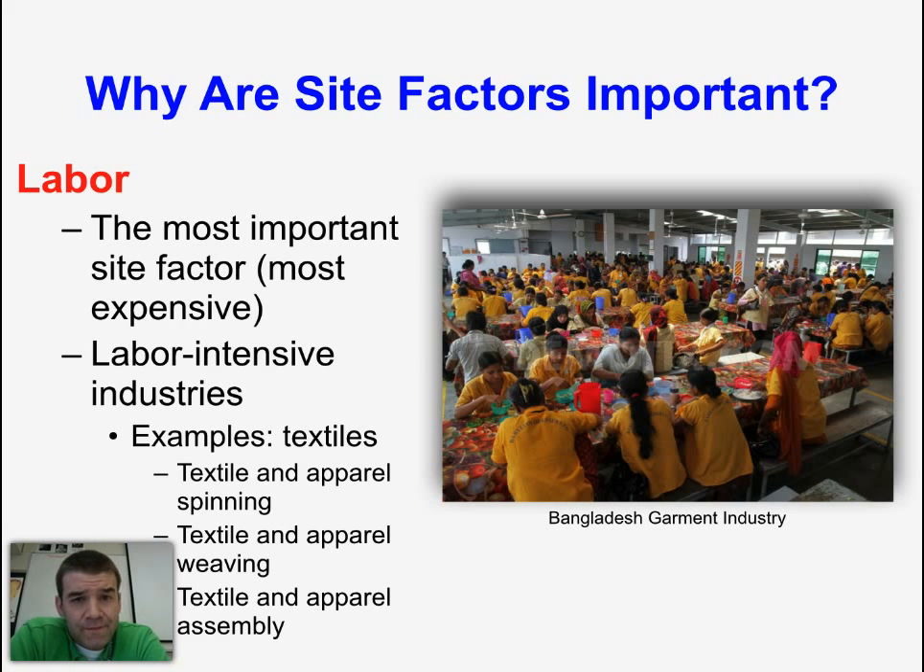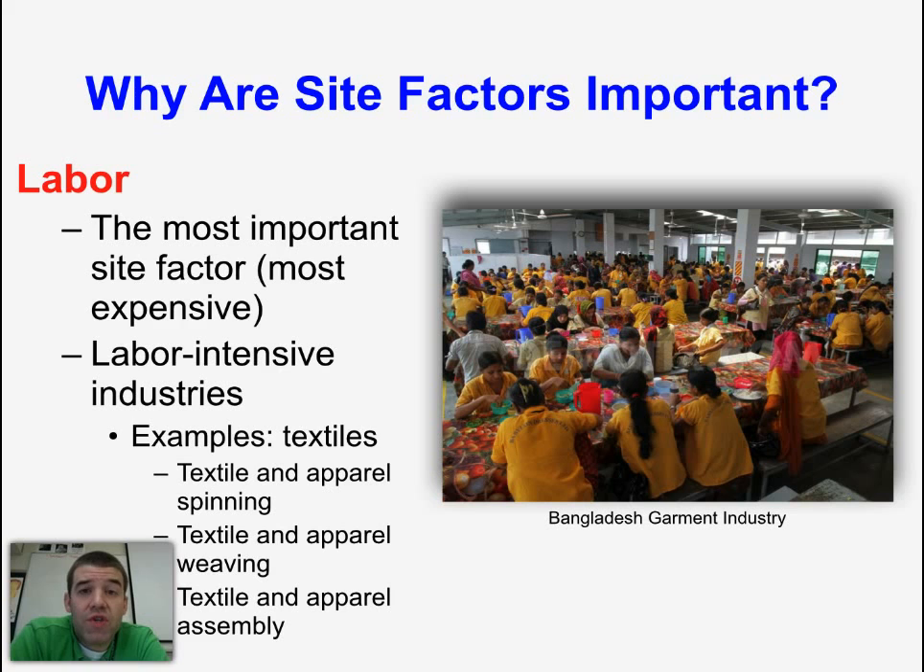One is labor, and this is probably the most important because it's the most expensive in the production of any good or service. That the cost of producing anything, there's an input of labor, usually the human effort into the product. And usually businesses that are very labor intensive are going to focus on locating themselves where labor is relatively cheap.